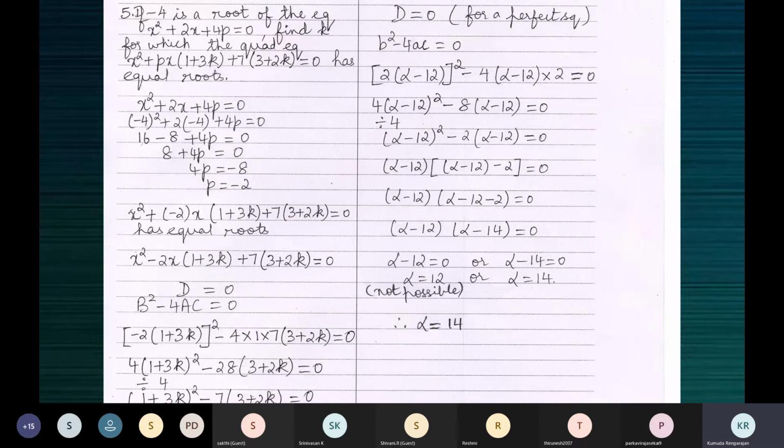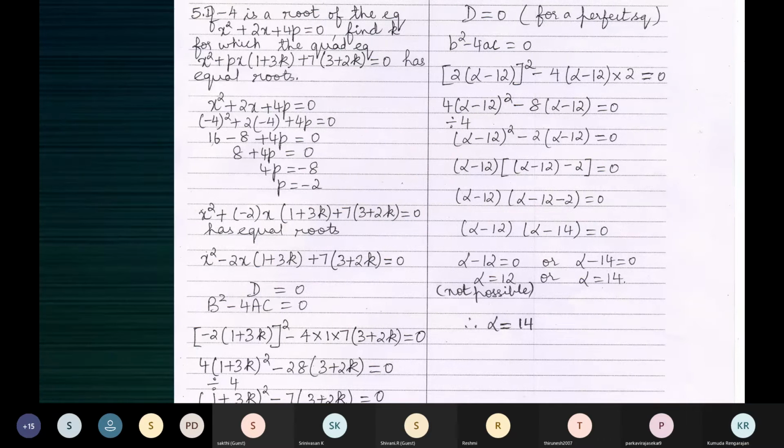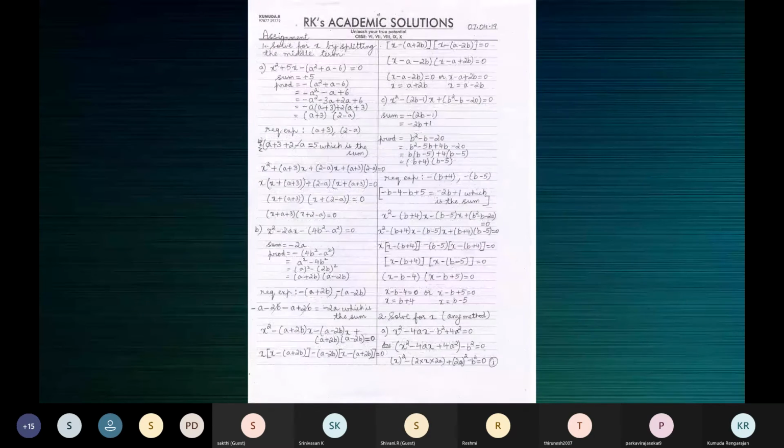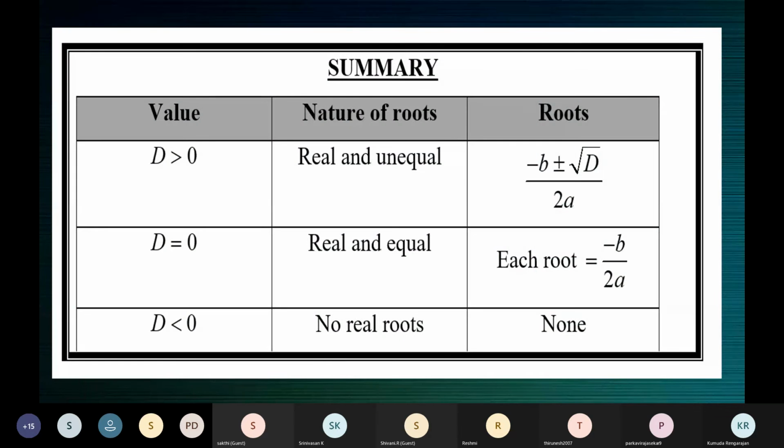When d is less than 0, no real roots. If the roots are real and unequal, then d is greater than 0. If d is greater than 0, then the roots are real and unequal. If the roots are equal, then the value of d is 0. If d is 0, then the roots are equal.